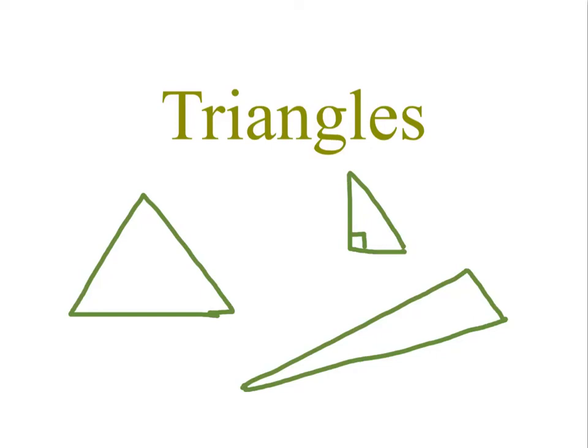Today I'm going to talk about triangles. Triangles are polygons with three sides. Remember, polygons are closed shapes with straight lines. Triangles can be classified either by their angles, or by their sides. So we're going to look at all of that today.